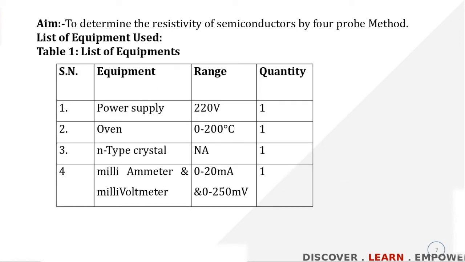So this is the list of equipment that we are using to perform the experiment. Firstly, we are using a power supply, an oven, and an n-type crystal, which is the semiconductor material. We use a milliammeter to measure current and a millivoltmeter to measure voltage.